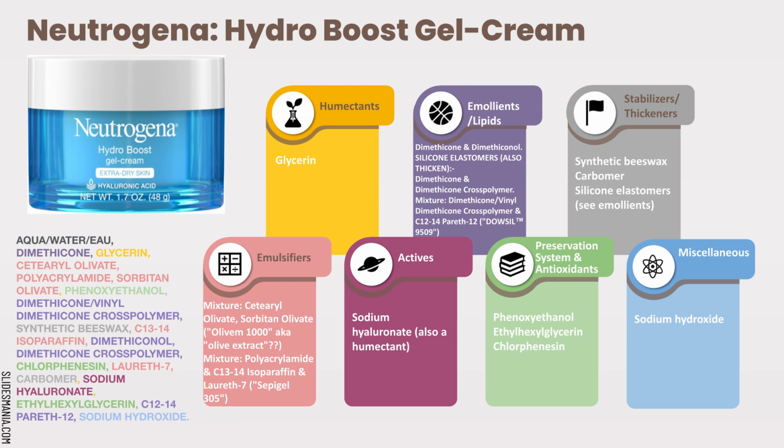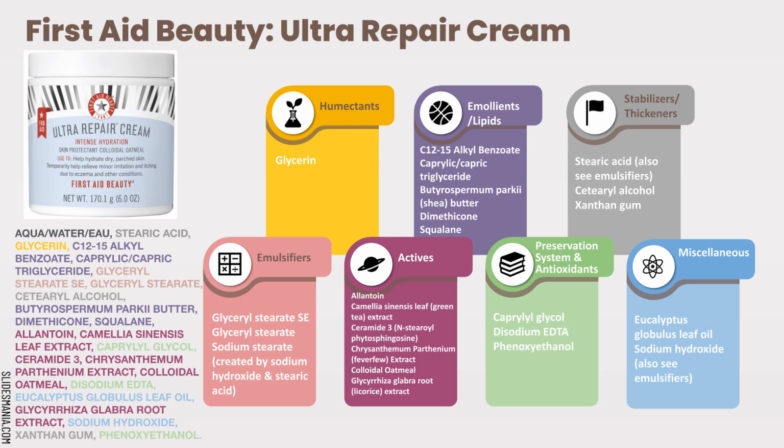So dimethicone is in this product multiple times as it's in all those mixtures. The preservative system here is standard. Moving on to First Aid Beauty's Ultra Repair Cream. This is an oil and water emulsion in a body butter type format with actives thrown in.